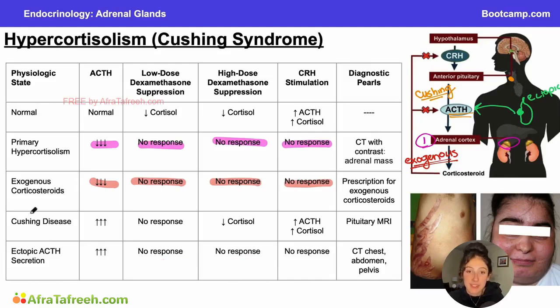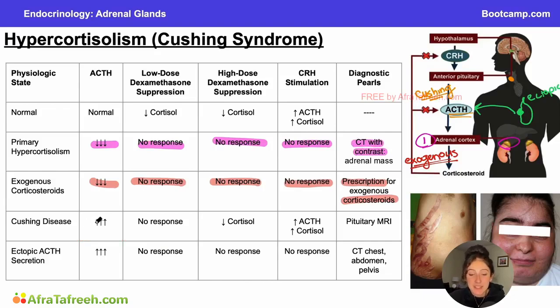Because the serum chemistries and the diagnostic tests for these two are incredibly similar, I would recommend looking at the patient history and the imaging to differentiate between these two. For exogenous corticosteroid use, this patient should have a prescription for exogenous corticosteroids or an underlying pathology like lupus, rheumatoid arthritis, Crohn's, something autoimmune that would require them to take exogenous corticosteroids. And that can help you differentiate from primary hypercortisolism, where they may not have a prescription for exogenous corticosteroids. You have no idea where these steroids are coming from, but if you get some imaging, a CT with contrast would be ideal, you should see an adrenal mass.